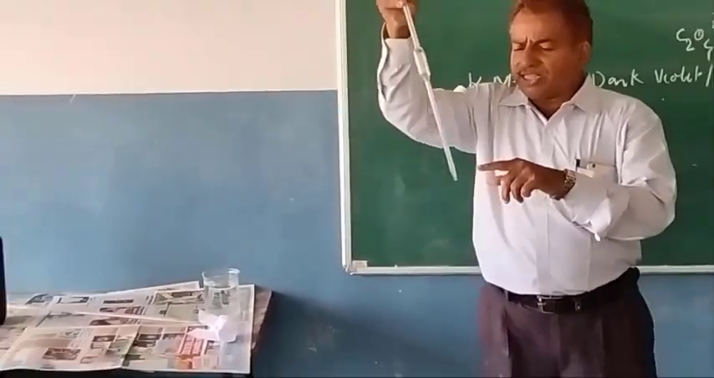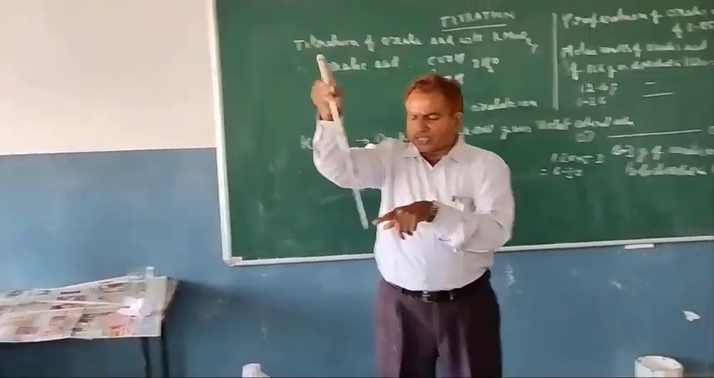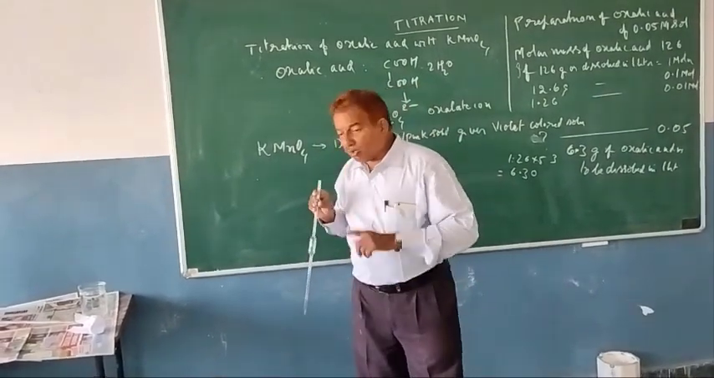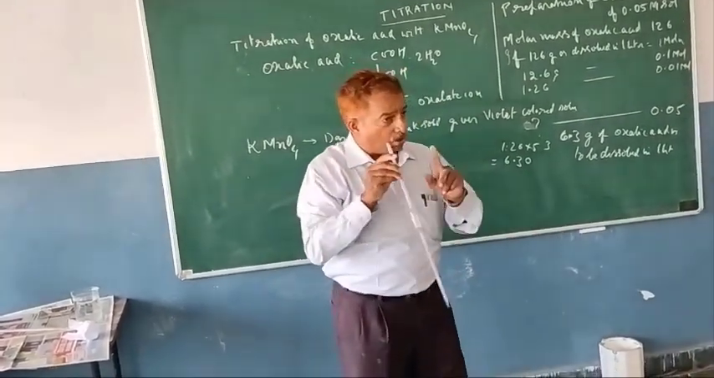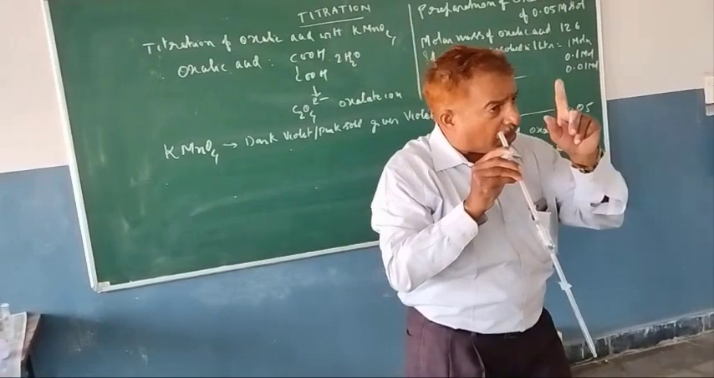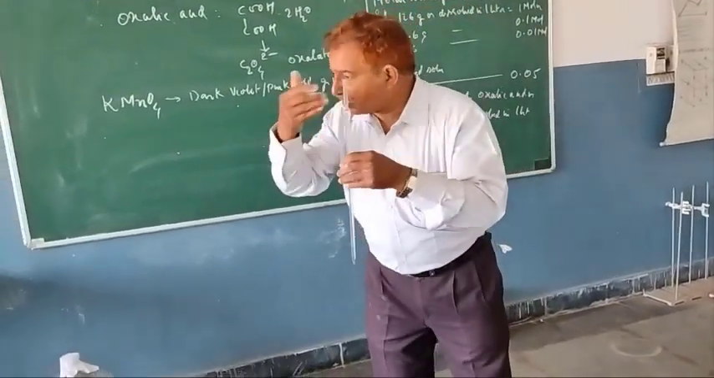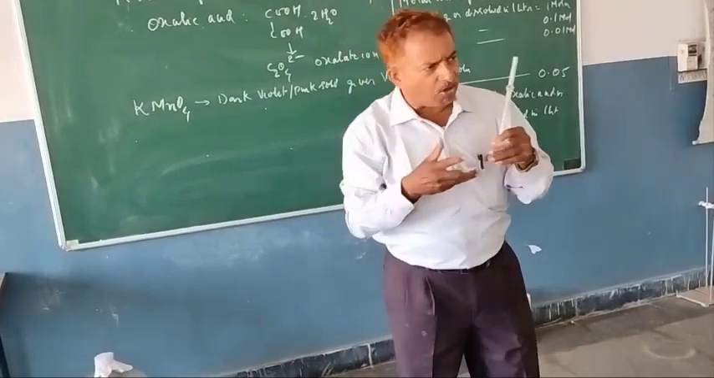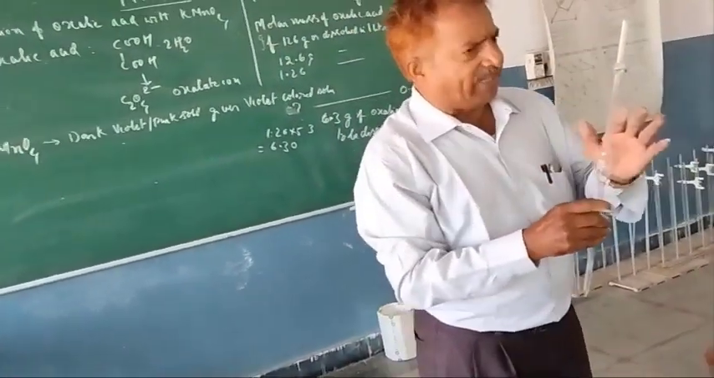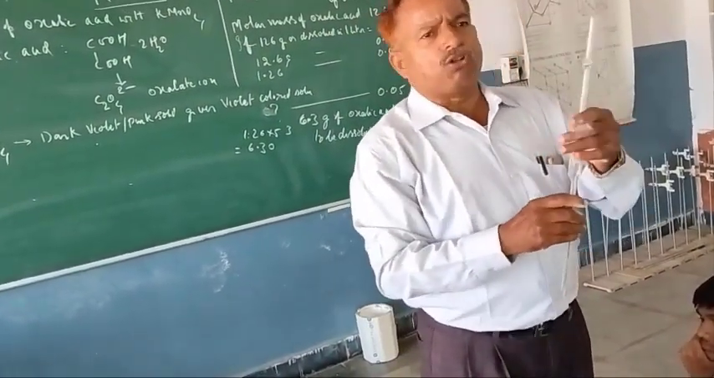Now once all the liquid is drained out, here one drop is left. Don't blow out the drop. Excluding that drop, this is 20 ml of the solution. Excluding the drop, the volume is 20 ml. Got it? So now what happens?